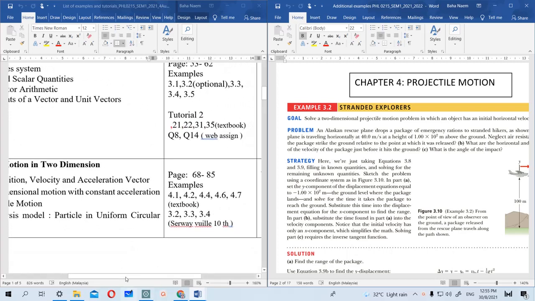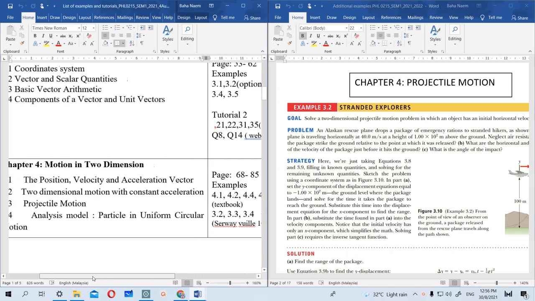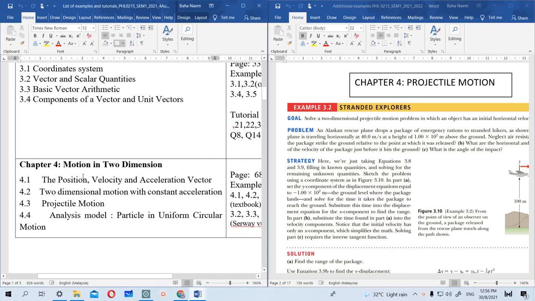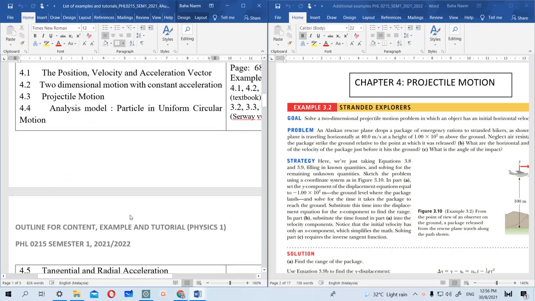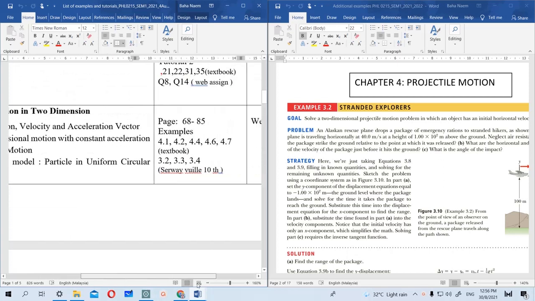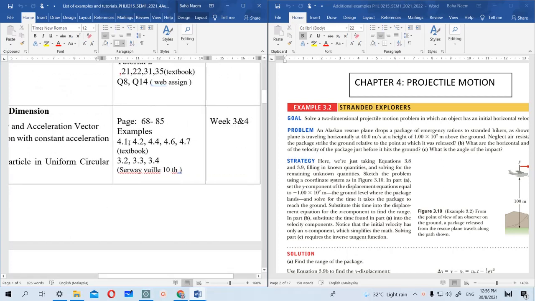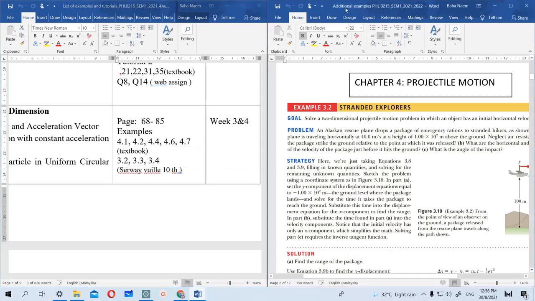Okay, let us have a look at our list of examples and tutorial. So these are the things listed out. You will find the examples that we need to cover: 4.1, 4.2, 4.4 up until 4.7, and some additional examples using different models coming from another book, which is a survey as well. For this additional part, you can go to the additional examples that have been given to you.